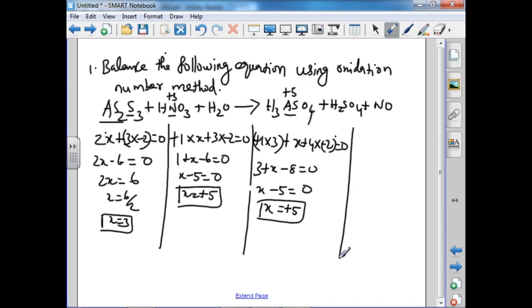And then finally calculate the nitrogen in NO. N is x, plus the oxidation number of oxygen is -2, that is only one atom. So 1 into -2 equal to -2, that is a neutral molecule, so it is equal to 0. x minus 2 equal to 0, x equal to +2.